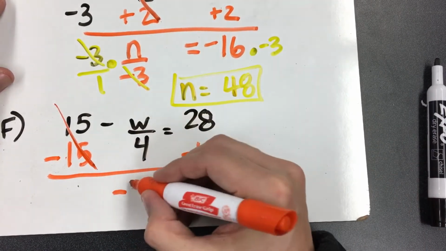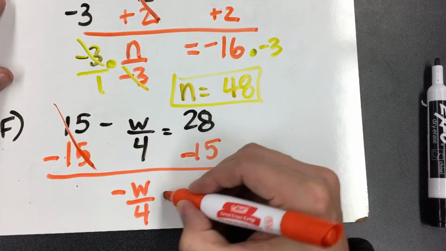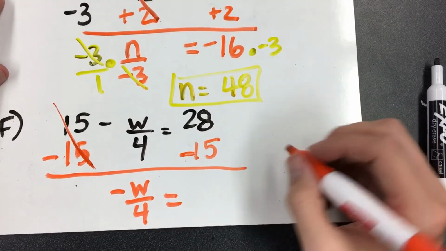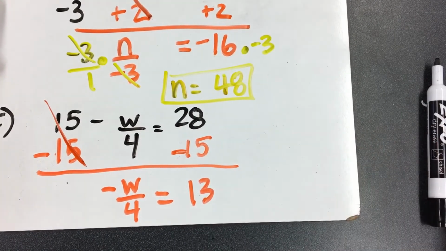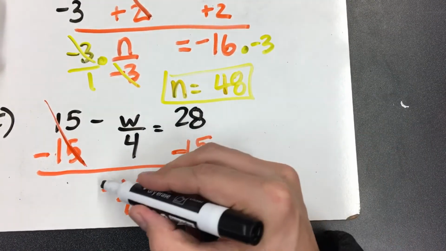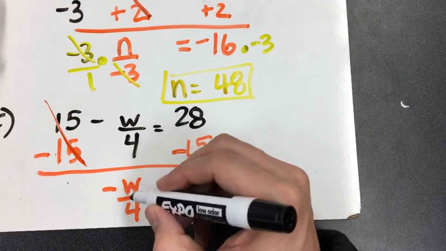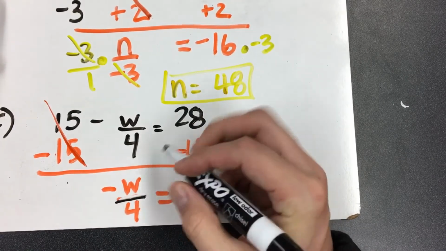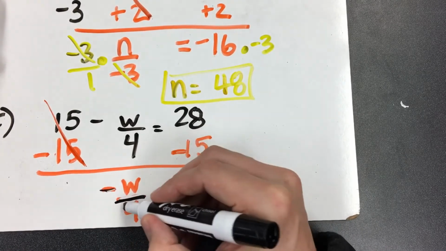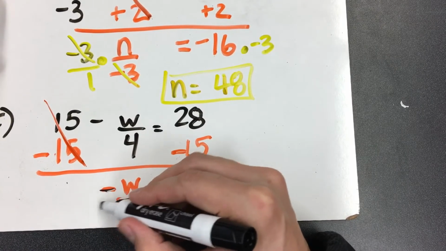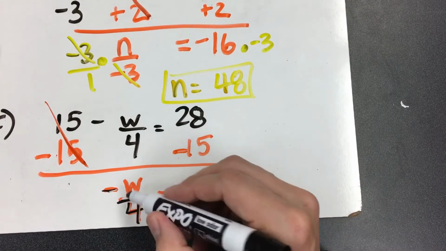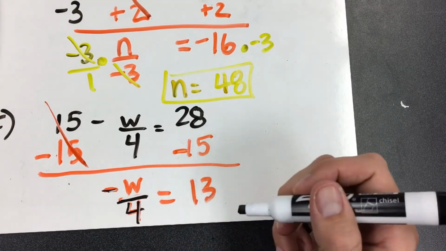I have negative W over 4. And then right here, 28 minus 15, I think I can subtract that. That equals 13. And look what we have. Don't let the negative up here really bother you. This is the same thing as saying it's being divided by negative 4. Okay, the negative can be here, the negative can be down here, the negative can be out in front of the fraction. It doesn't really matter. This is the same thing as saying the W is being divided by negative 4.